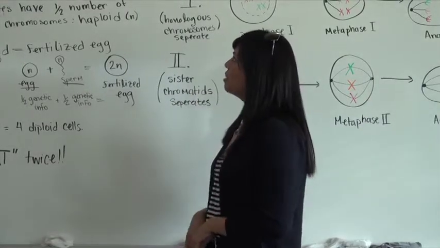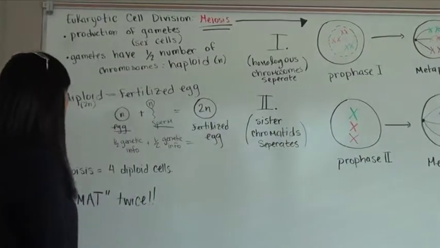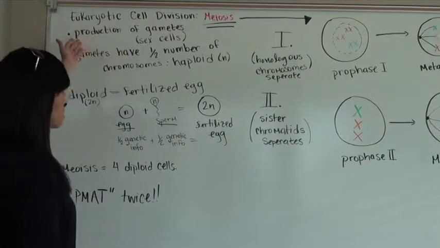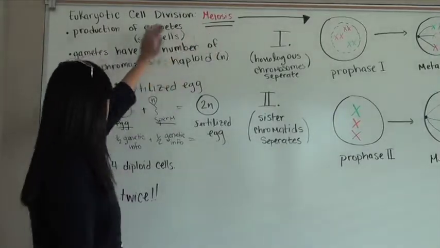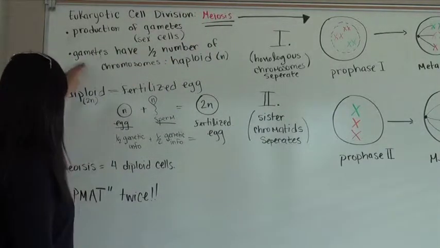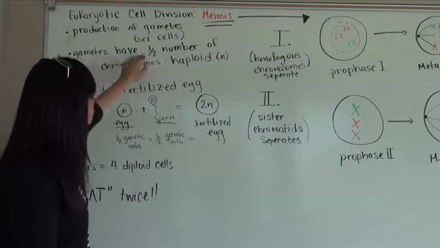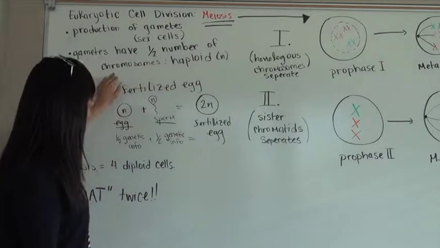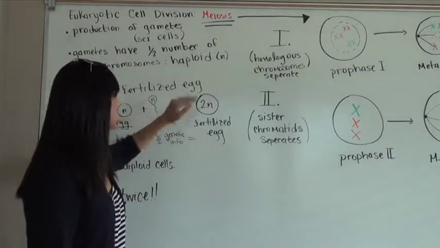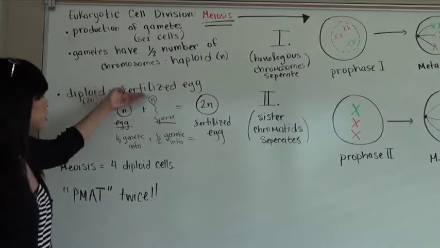Meiosis is another eukaryotic cell division, and it's pretty much the production of gametes, or sex cells. Gametes have half the number of chromosomes, which is called haploid, and a diploid is a fertilized egg.